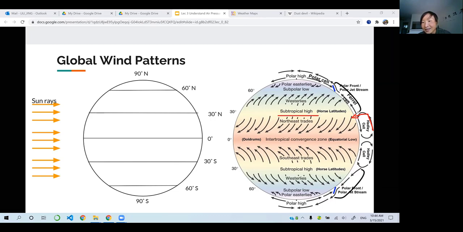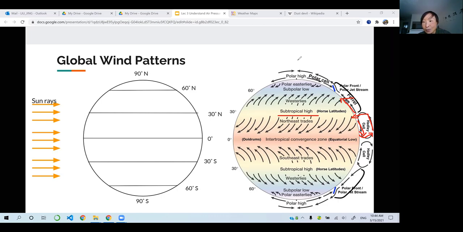Okay, and then when this air strikes the ground, one branch goes to the upper latitude, the other one just goes back to the equator and continues rising at the equator. So you can see this is one circulation. We call that the Hadley cell, okay?